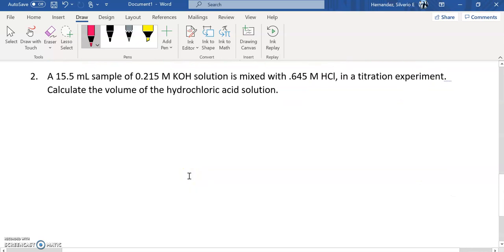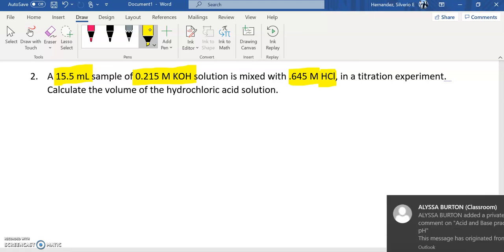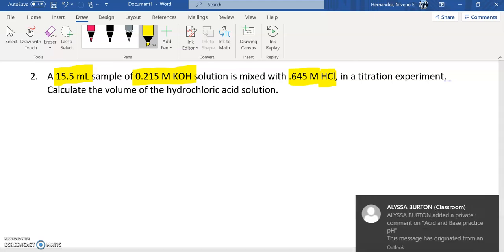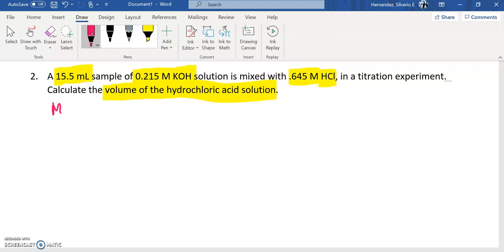Problem number 2, let's see what they're giving us. We read through the problem, they're giving me 15 milliliters of a base. They're also giving me its concentration of 0.215. They are giving me an acid, and they're giving me its concentration at 0.645. So we already know the concentration of the acid here. They are asking us here for the volume of the hydrochloric acid. So how much acid was in that beaker that we were adding the base to? So let's take a look at rewriting the equation like we saw before.